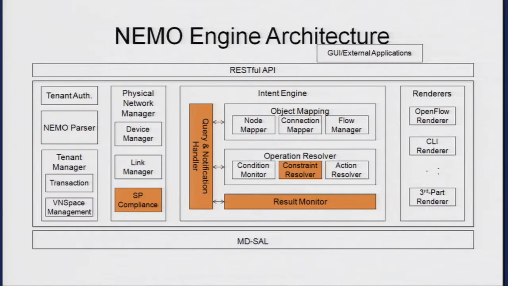Here is a graphic for the NEMO engine as it has been implemented today in Beryllium. All the white boxes are the ones that have already been done. The orange boxes that you see are the ones that are currently still incomplete.